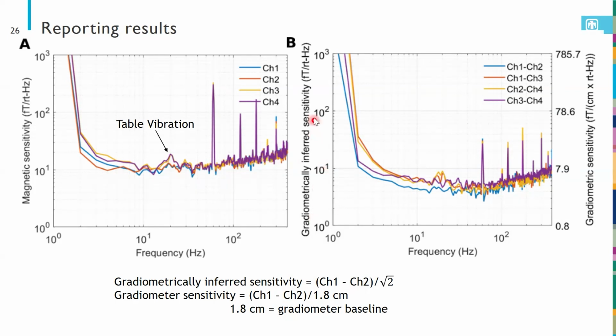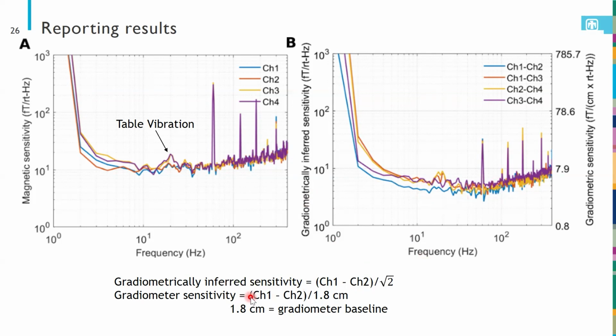And another thing to note, say if you're measuring a gradiometer, you might hear 2 different things: a gradiometrically inferred sensitivity and a gradiometric sensitivity. And so I just give definitions of these down here. So when I report a gradiometrically inferred sensitivity, what I'm doing is I'm taking, say, channel 1 minus channel 2, dividing by root 2, and then taking the Fourier transform to give this noise here.